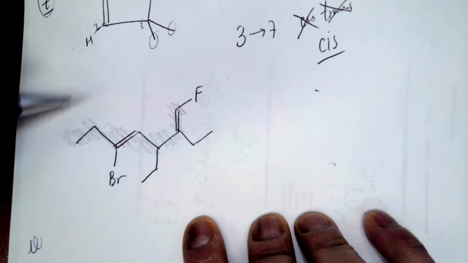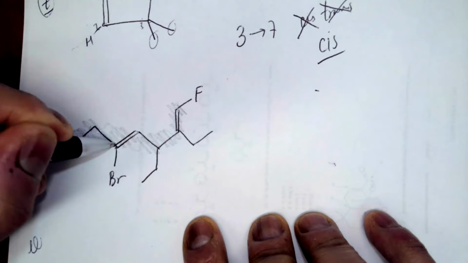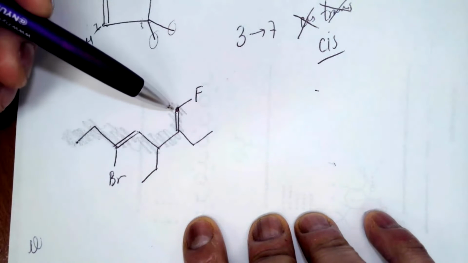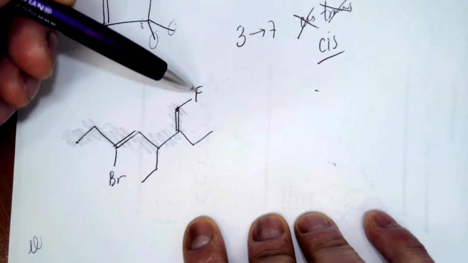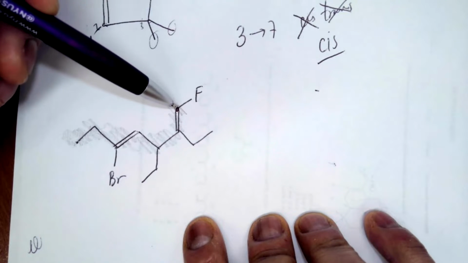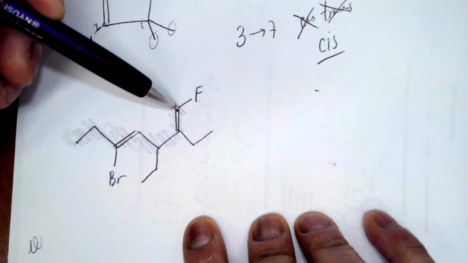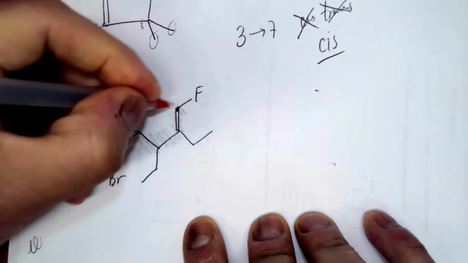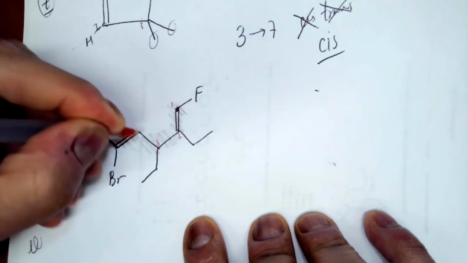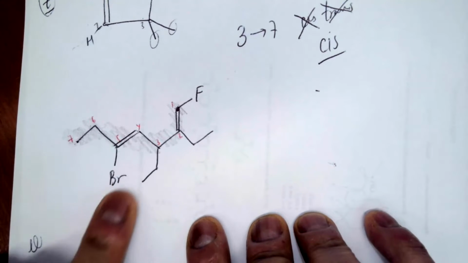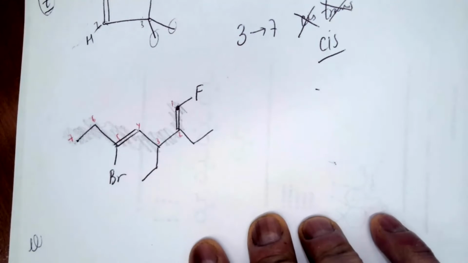Now the numbering. Should I start numbering from this end? 1, 2, 3, double bond. Here my double bond is already on carbon number 1. Some students might get confused and say, oh, fluorine should get number 1. No, number 1 has to be a carbon, and here there is no carbon. This one is a fluorine. So my first carbon will be right here. This will be numbered 1, 2, 3, 4, 5, 6, and 7. Okay, so those are the numbers for my longest continuous chain.